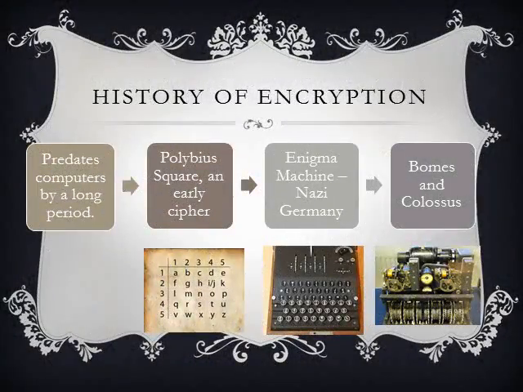The history of encryption. Encryption goes way beyond what we think of it as today. It predates a long period. The Polybius square was an early cipher. These are just three main examples. It was used thousands of years ago to encrypt different textual documents. Then more recently, the Enigma machine was used in Nazi Germany to encode different messages. And then most recently, the Bombe and Colossus were a new type of innovation that were still computerless but used different ciphers to decipher the encryptions that were used.